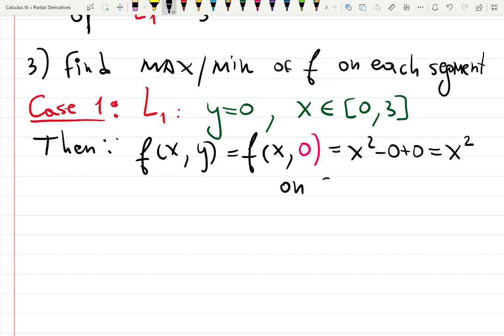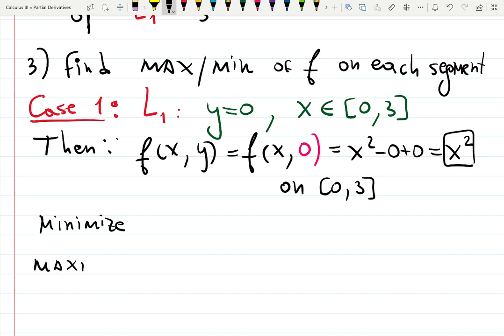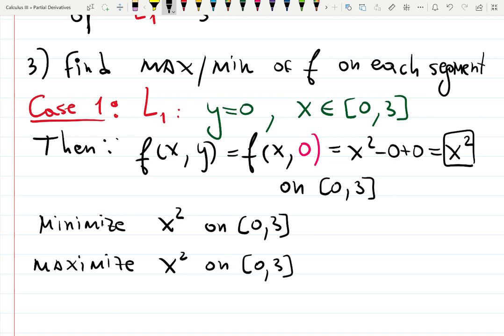And it should be on [0, 3]. Let's not forget. So x is between 0 and 3, x squared. But y is 0, so it cancels out. Let's minimize. So basically, you need to minimize and maximize this function x squared on [0, 3]. We know how to do it from calculus 1: you find derivative, critical points, and then list them.